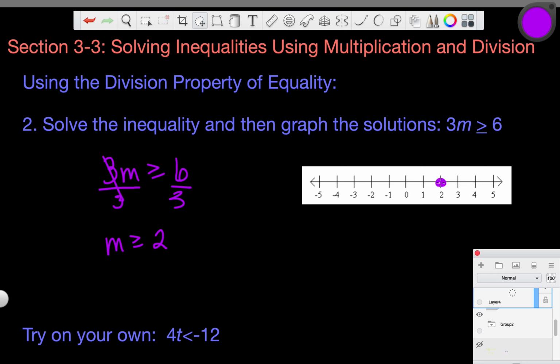So I close my circle at 2. And greater than is to the right. Okay? So I want you guys to try this one on your own as well. 4t is less than -12, and you will graph your solution as well.